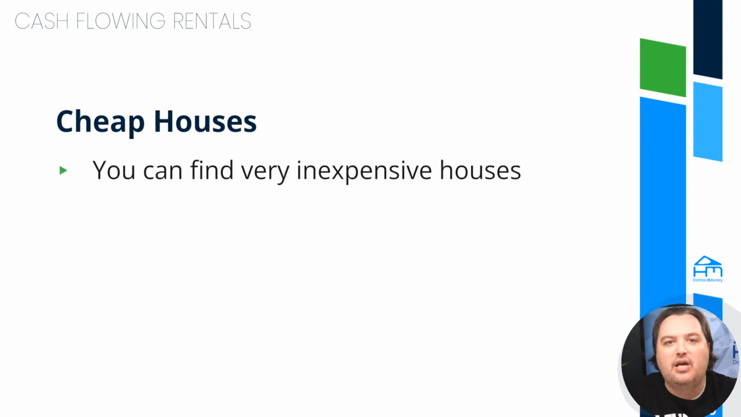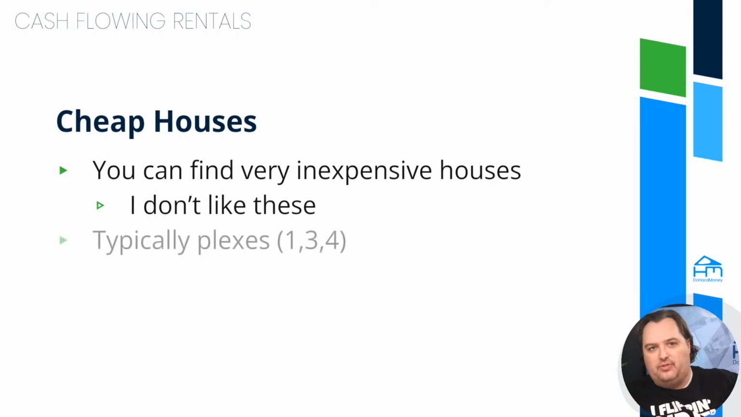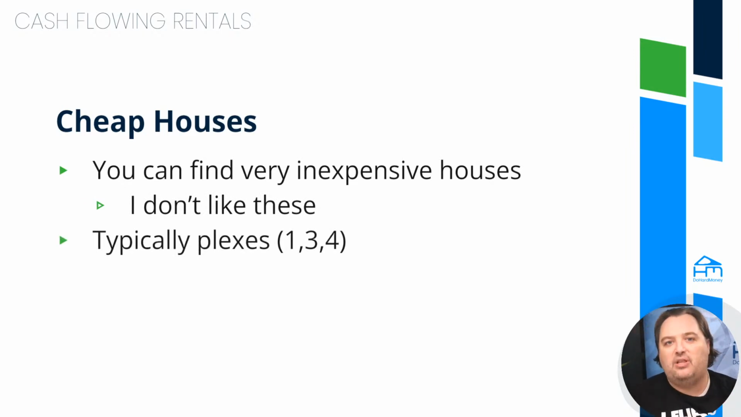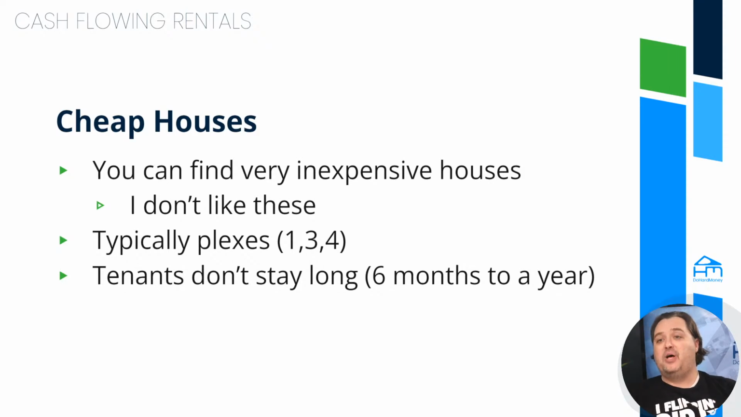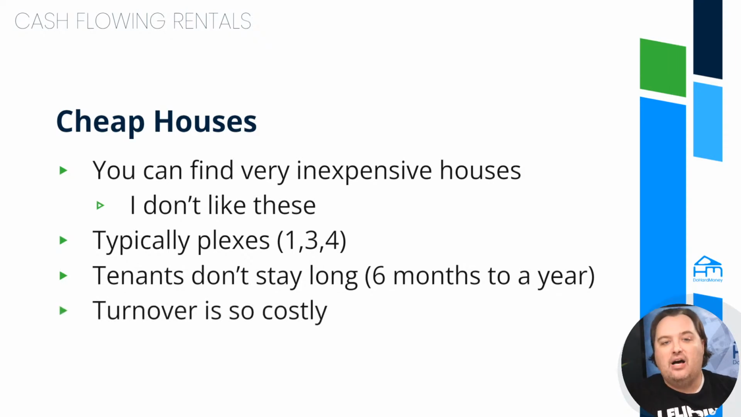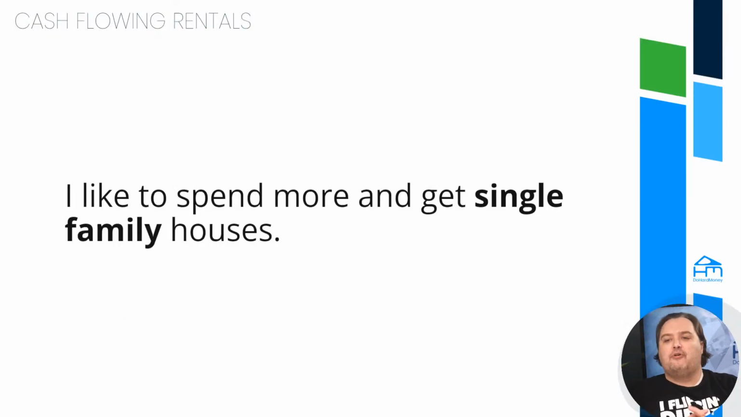So cheap houses, you can find very inexpensive houses, but I don't really like those, because those are typically duplex, threeplex, fourplexes. And the reason is the tenants usually don't stay very long. They're usually more what I call transient tenants, where they're typically 6 months, give or take. And the cost of turnover is very costly from my perspective.